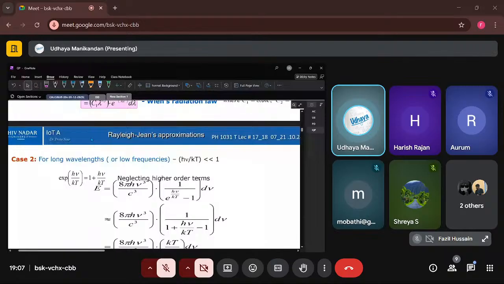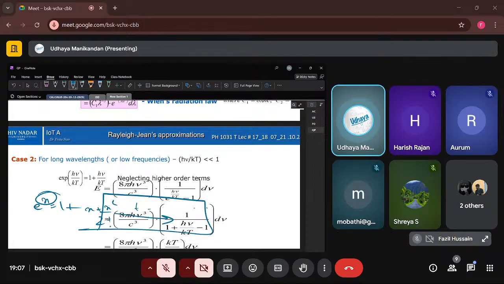If it's a longer wavelength, the frequency is going to be lesser. If the frequency is lesser, e power some lesser quantity is going to return only a very small value. You remember in mathematics we learned the Taylor series, in which e power x is equal to 1 plus x plus x square by 2 factorial plus x cube by 3 factorial and so on, right? If this x is lesser, all these higher quantities are negligible. There is no need of considering them, so you can round it off.